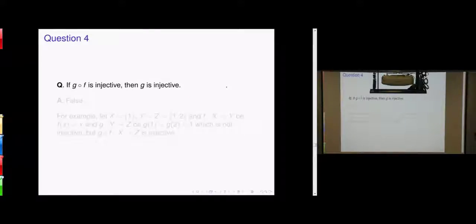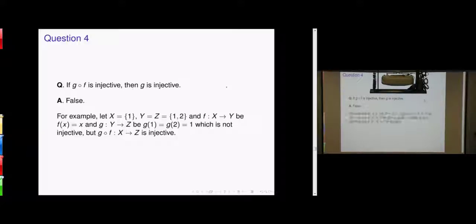How about this? If the composite is injective, then g has to be injective. So the answer turns out, okay, the claim is false. For example, more or less the same, right? Take X to be {1}, Y and Z to be {1, 2}. So f is the same, and I want g to fail to be injective. g will send everybody to 1. And then g is not injective, but the composite is injective.